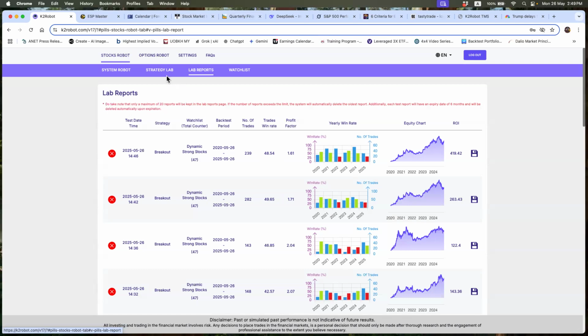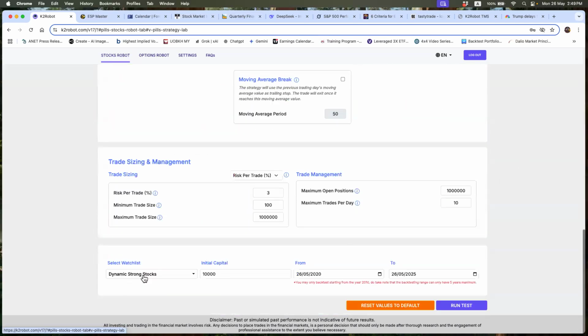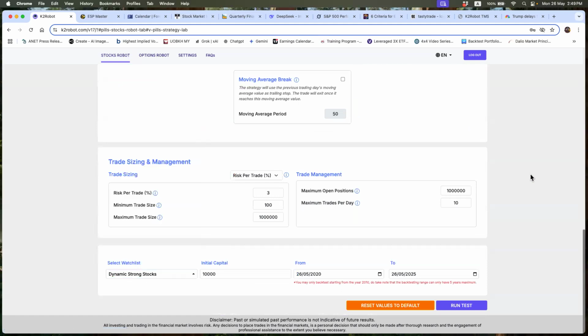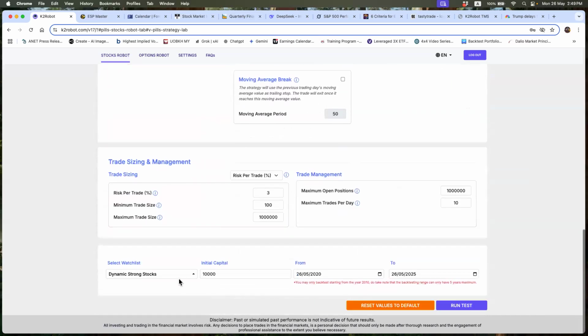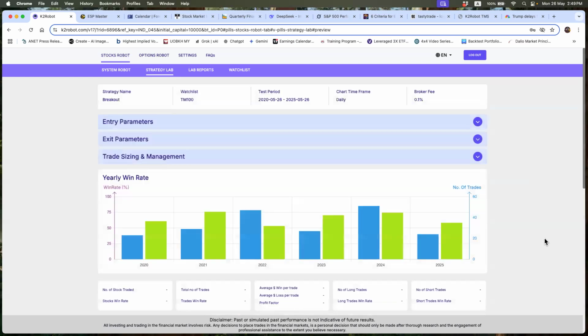Okay, now I want to try one more thing together with you, because this dynamic strong stop makes a lot of difference. So I just want to run back the same entry rules, the sell rules and the money management. If I run them on the TM100, watch this. I run test. You take a look at the performance. Is it better or is it worse?